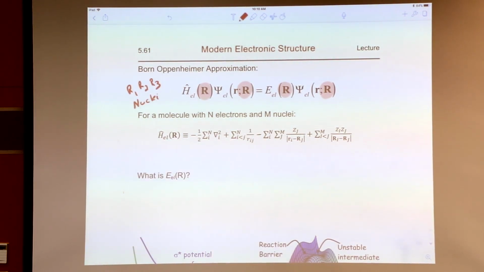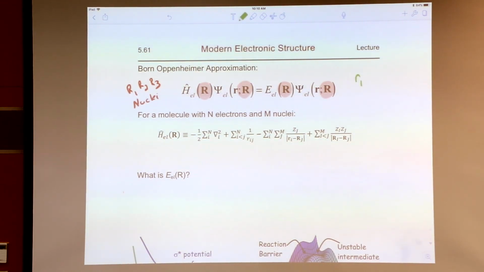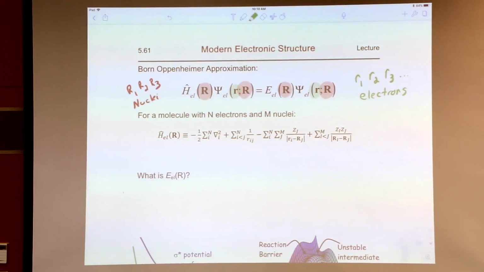And so here I'm using the lowercase letters, lowercase r. So it'll be, again, many electrons: r1, r2, r3, so on and so forth. And it's the electrons that are really doing all the dirty work in this equation. They're the ones that are moving around. I've clamped the nuclei down. They're just parameters in this equation.